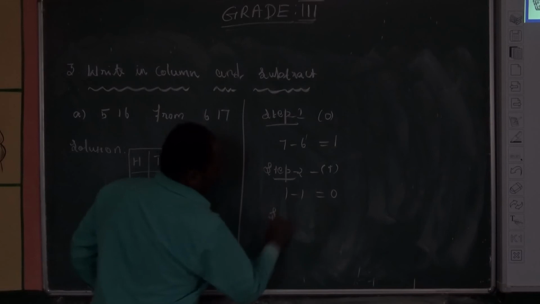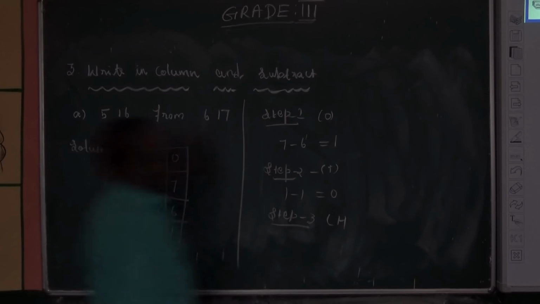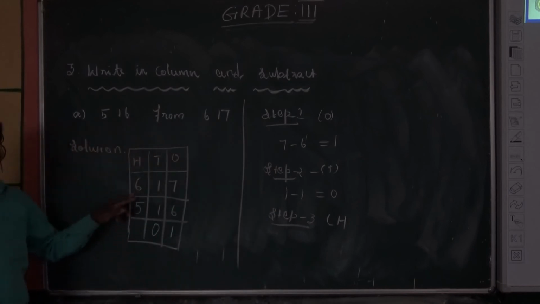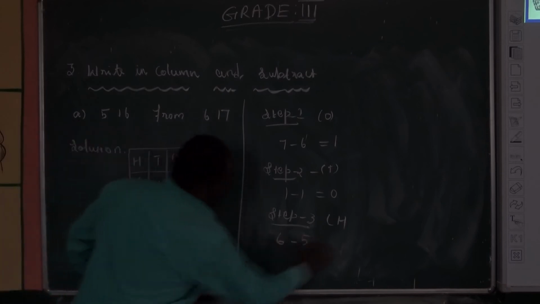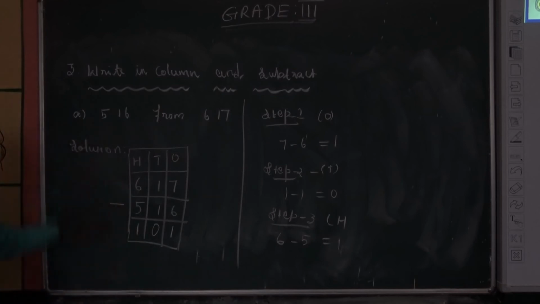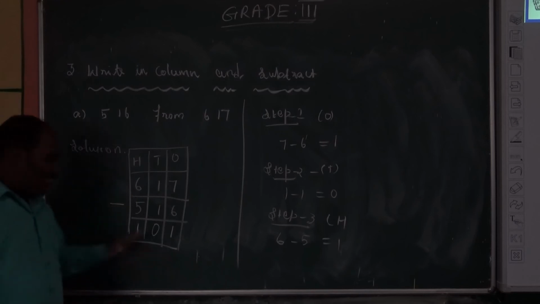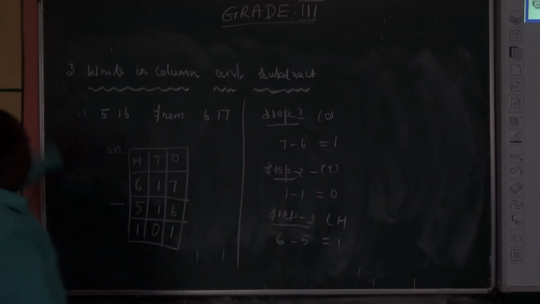Next we go to step 3, hundreds place. Here our hundreds place is 600 minus 500. 6 minus 5 is equal to 1. The 1 we write in the hundreds place. So our difference is 101.